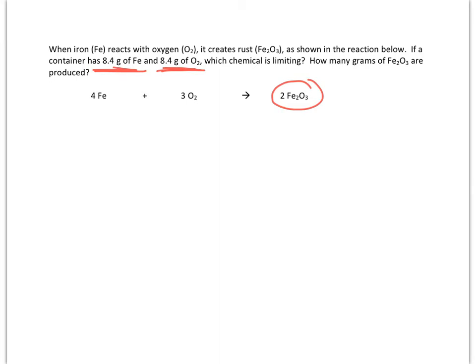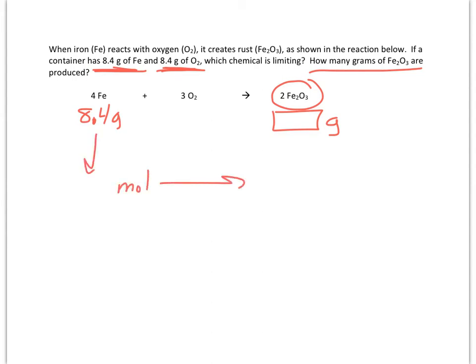So we have two ingredients. You're just going to treat them separately. So we want to figure out how many grams of Fe2O3 are made. So first I'm going to do the problem with Fe. I'm going to put 8.4 grams under Fe. And I'm trying to figure out how many grams of Fe2O3 I can get. And remember, we can't just go directly from grams to grams, so we're going to have to go down to moles. And once we're in moles, we'll go over to moles of Fe2O3 and then up to grams.